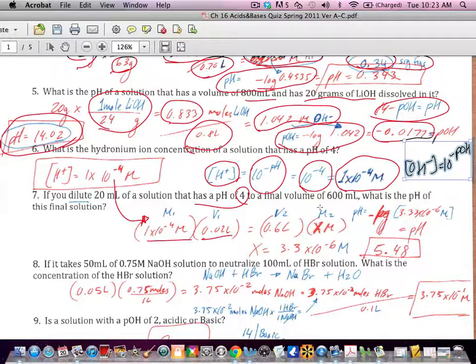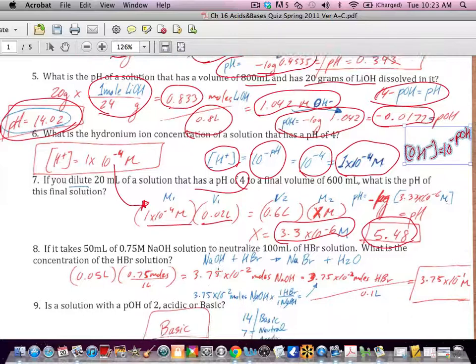So there you go. My new concentration is X, because I have 600 milliliters. X is equal to 3.3 times 10 to the minus 6. That is your hydrogen ion concentration. The negative log of that equals your pH. The pH equals 5.48. So it is less acidic, which makes sense because you diluted it.